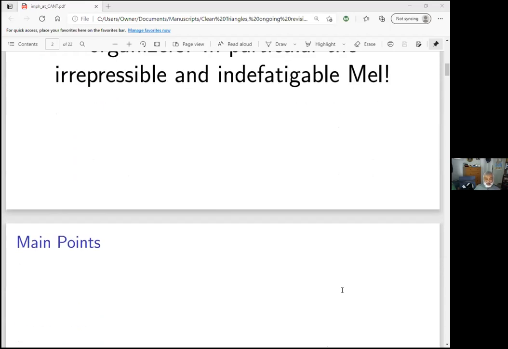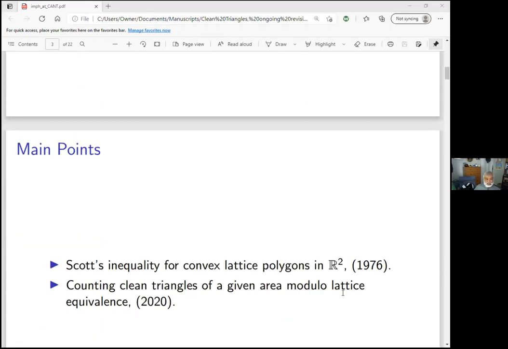Okay, so in my talk, there's going to be two main points. In the first, I'm going to begin by describing Scott's inequality for convex lattice polygons in 2 dimensions. And this is what, when we were studying it, motivated us to go on to count clean triangles. The proof of Scott's inequality really provided the initial motivation.